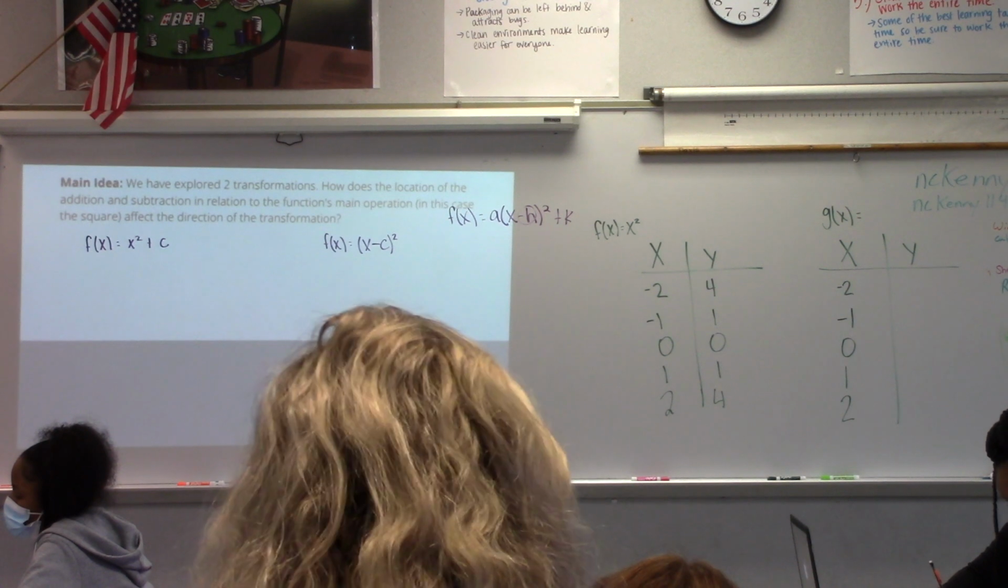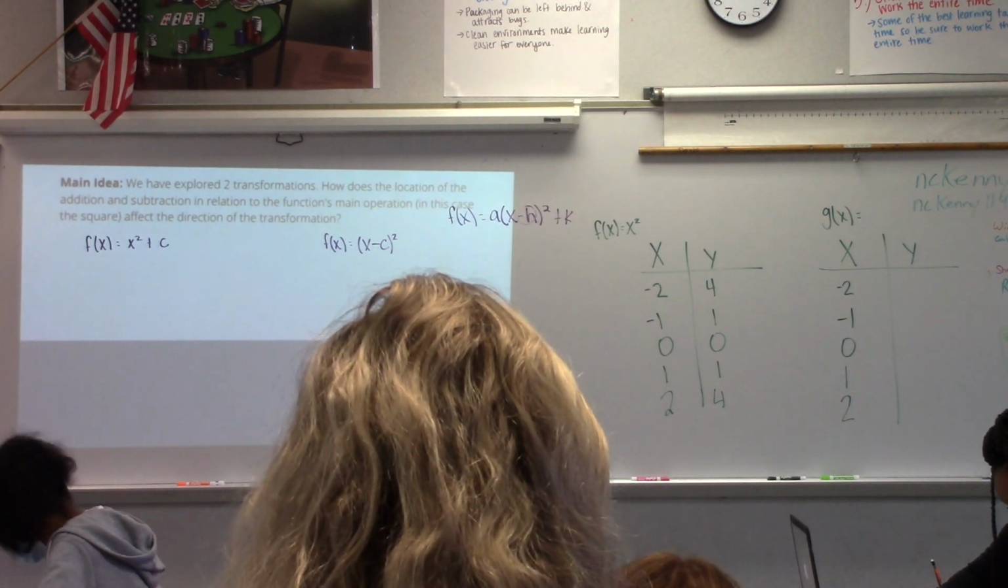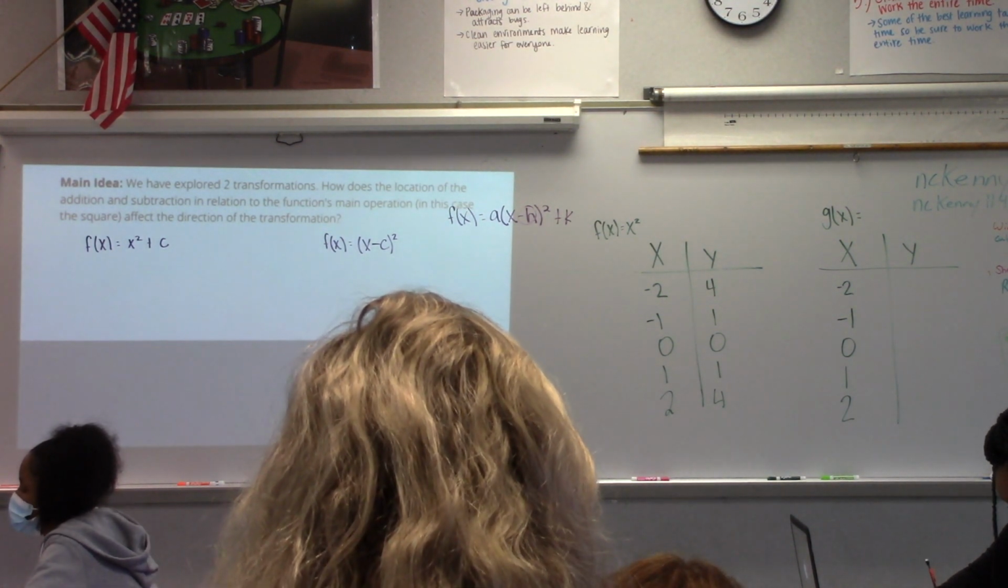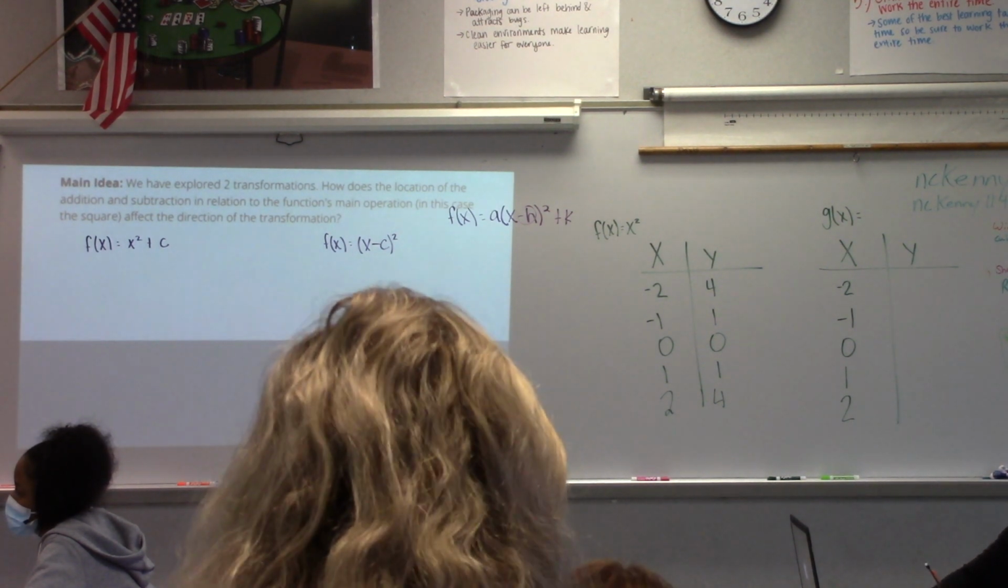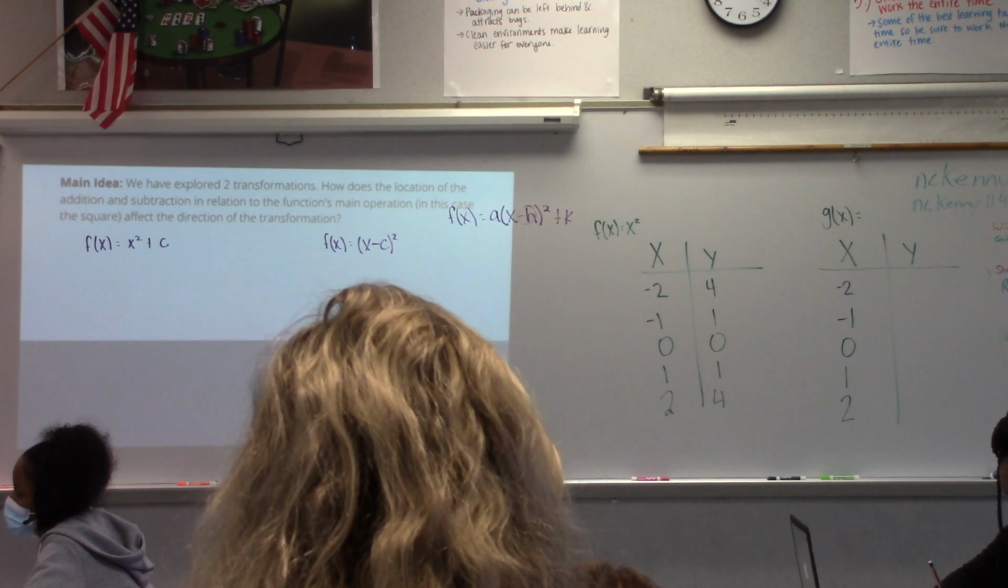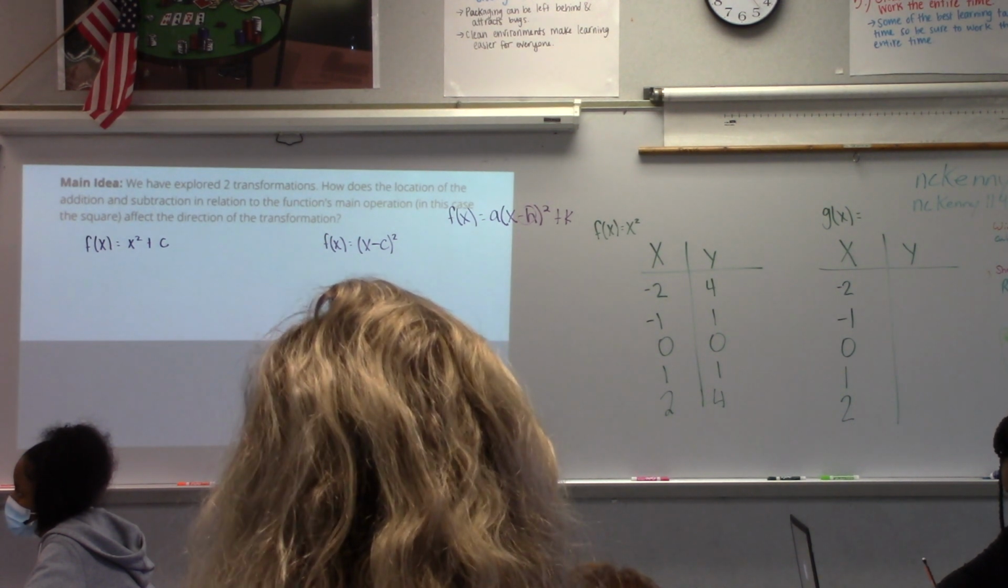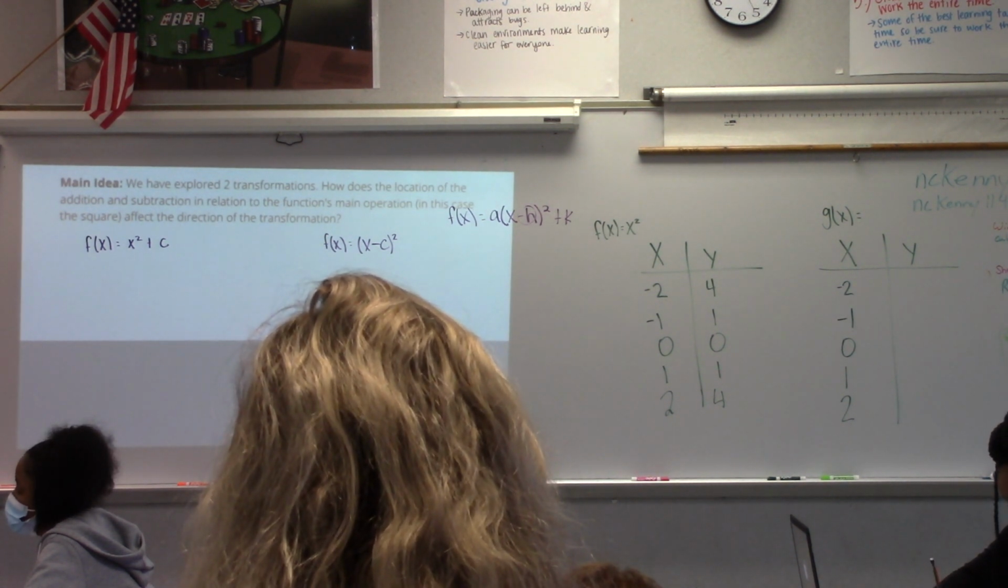Now, if I move it 12 units up, is my new point gonna be 12, 12? No. What's it gonna be? Yeah, because you didn't know what the main operation was. She's moving it up and down. Okay, so when the C is outside the square, it's translating up and down. Go to slide 5.